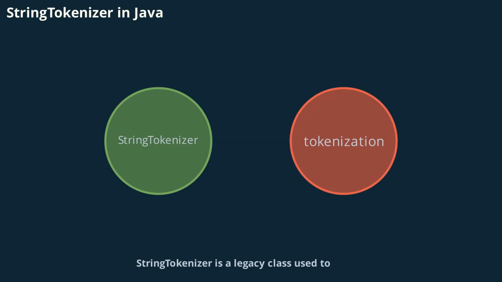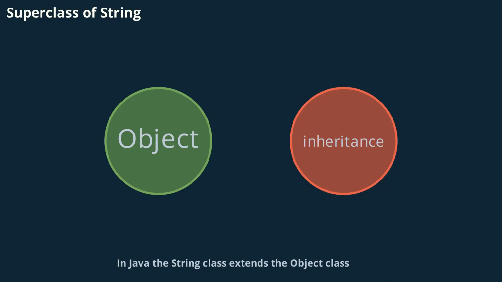StringTokenizer is a legacy class used to split strings into tokens based on specified delimiters. While it's less commonly used today, it's still important to know for legacy codebases. Modern Java often uses the split method or regular expressions for tokenization, but StringTokenizer remains a valid option for simple parsing tasks. In Java, the String class extends the Object class, which is the root of the class hierarchy.